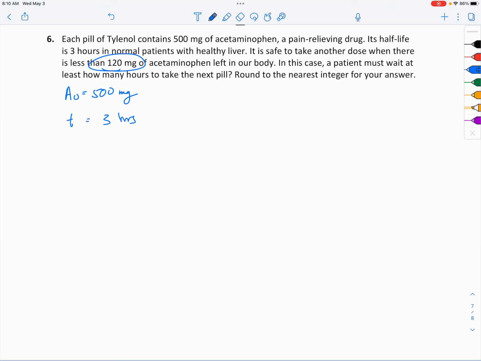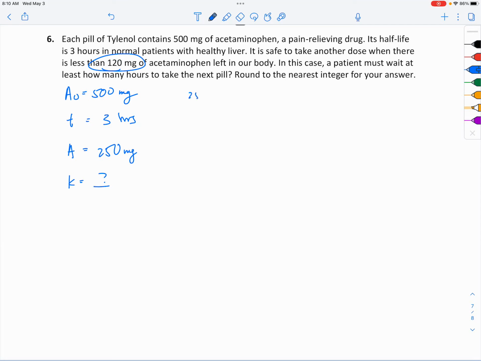And since the half-life is 3 hours, that means after 3 hours, how much is left? If the half-life is 3 hours, that means after 3 hours, 250 milligrams is left. Make sure you know what's being implied. Therefore, we can go ahead and find out the K value.